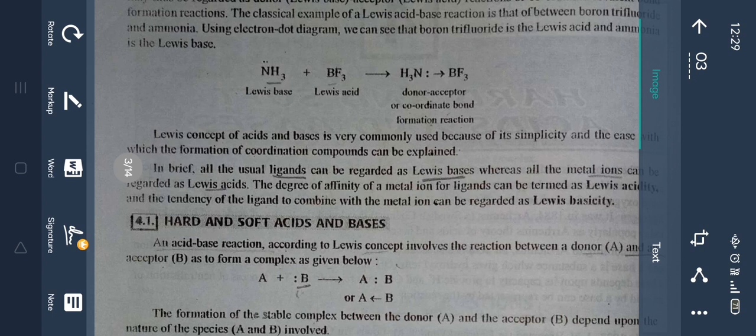In brief, all the usual ligands can be regarded as Lewis bases, whereas all the metal ions can be regarded as Lewis acids. The degree of affinity of a metal ion for ligands can be termed Lewis acidity, and the tendency of the ligands to combine with the metal ion can be regarded as Lewis basicity.